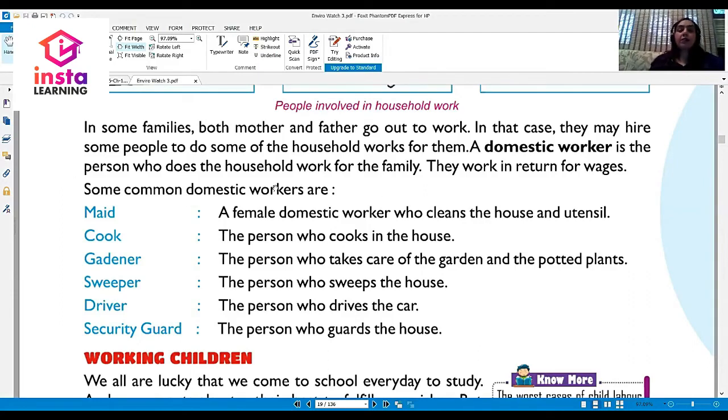Some common domestic workers are maids, a female domestic worker who cleans the house and utensils, a cook who cooks in the house, a gardener who takes care of the garden and the plants, a sweeper who sweeps the house, a driver who drives the car, a security guard who guards the house.